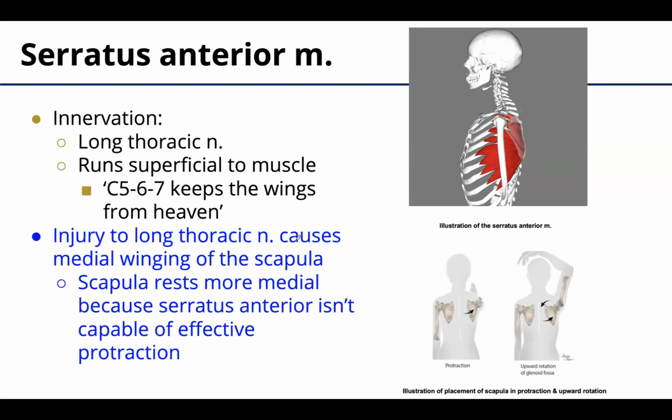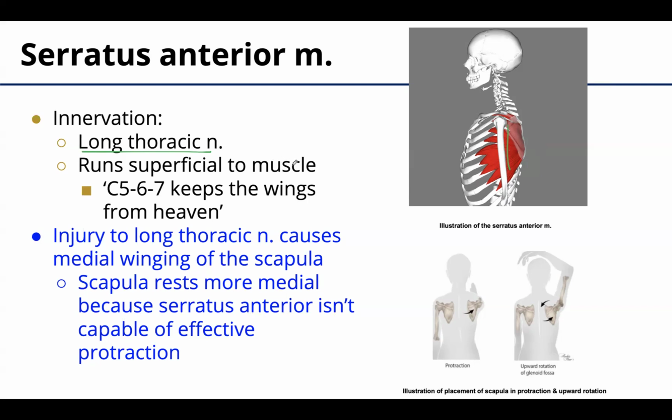Now, this muscle is going to be innervated by a nerve called the long thoracic nerve. And it is unique in the fact that this nerve will literally travel along the superficial portion of the muscle. Most nerves that innervate a muscle will travel deep to the muscle belly. That is not the case for the long thoracic of the serratus anterior. It's going to be running superficially.